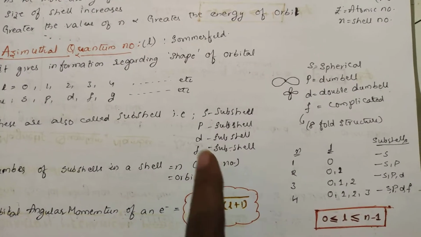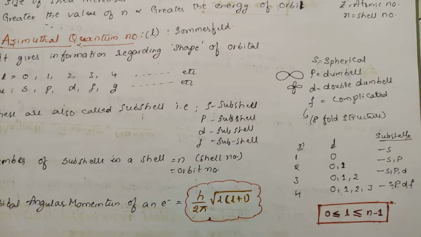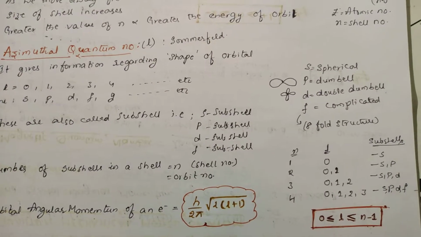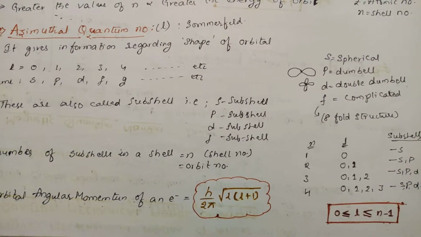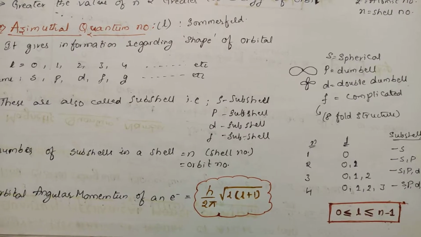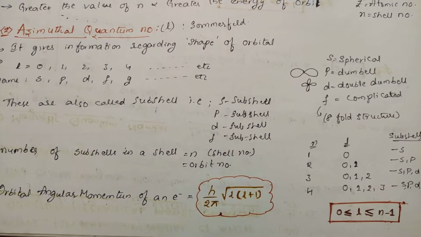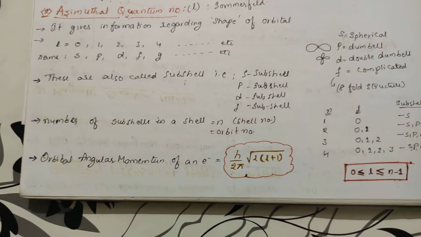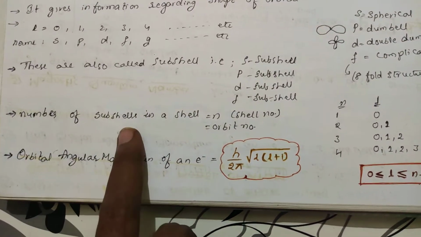This entire p is called a subshell, and in the p subshell you will have 3 orbitals. In the d subshell, 5 orbitals. In the f subshell, 7 orbitals. In the s subshell, it is only 1 orbital.